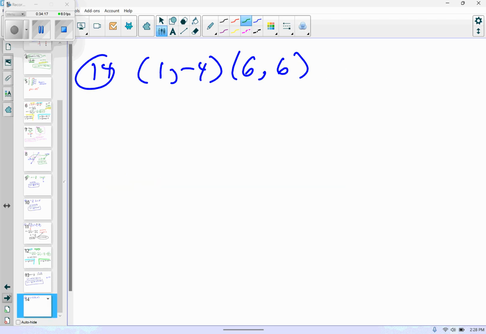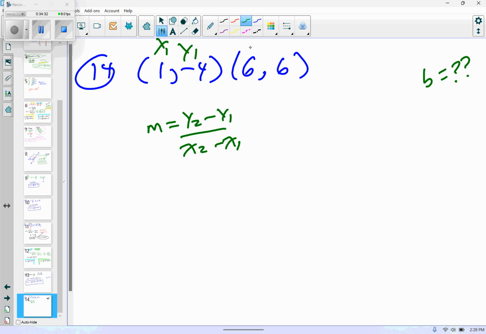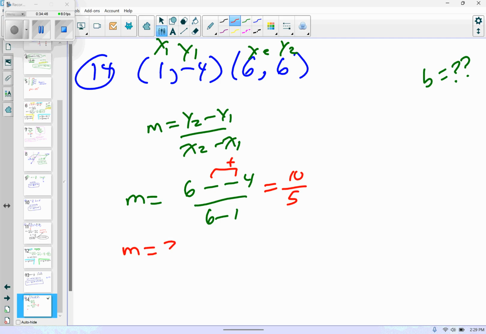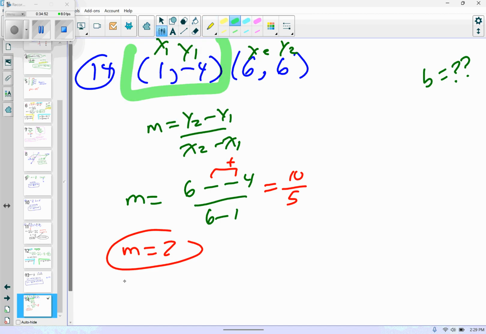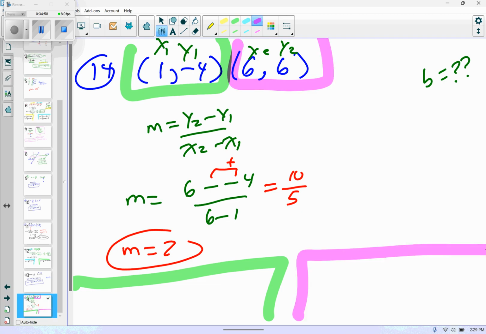So I don't have B. B is a big question mark. So that means I need to go find the slope first. You want me to do it for you? I bet you could have done it. X1, Y1, X2, Y2. Slope is 6 minus 4 over 6 minus 1. Minus 4 is what? Plus 10 over 5. What's 10 over 5? 2. Got my slope. Special thing about this type of problem, you can have this problem or if you had this problem.